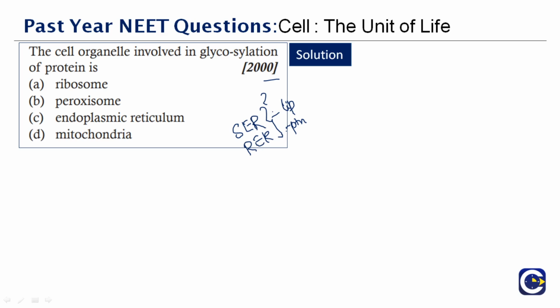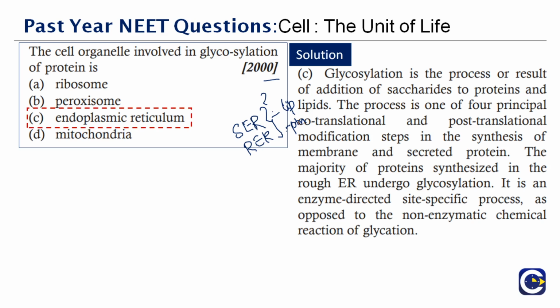So you have to understand how important this step is, right? Here, the process of glycosylation involves the endoplasmic reticulum, which depends on the smooth and the rough endoplasmic reticulum. The smooth one will synthesize lipid while the rough one will synthesize protein. That is why the endoplasmic reticulum plays a vital role here. The correct answer to this question is option C, endoplasmic reticulum.